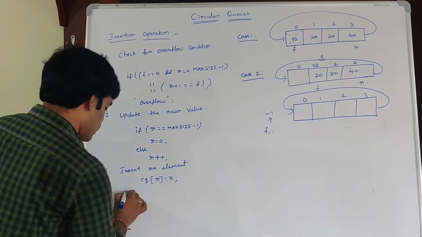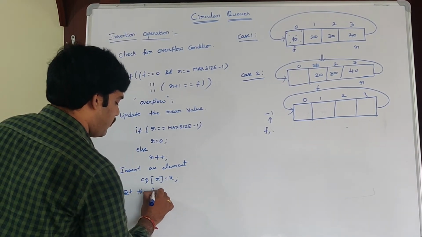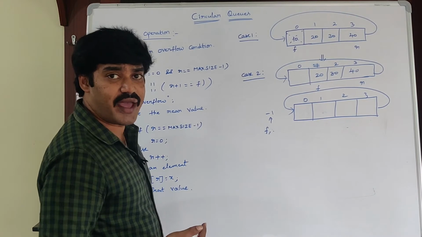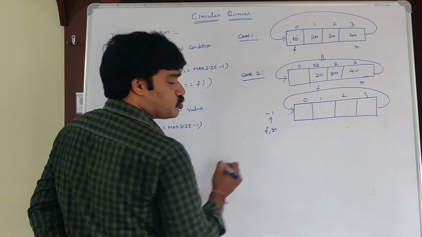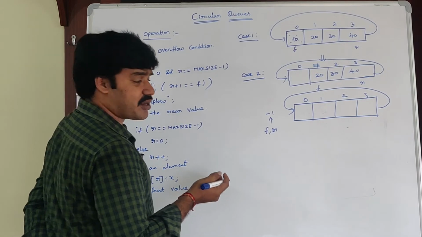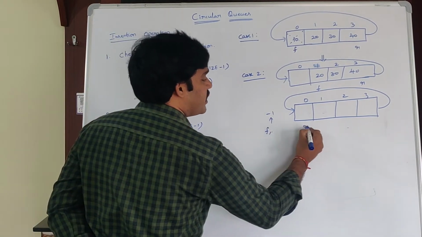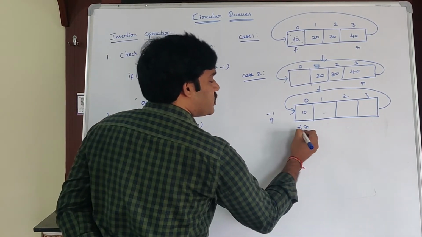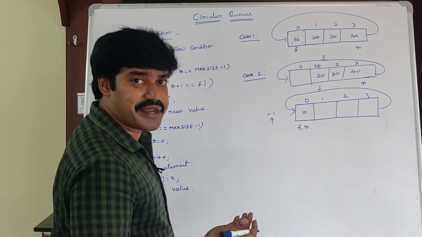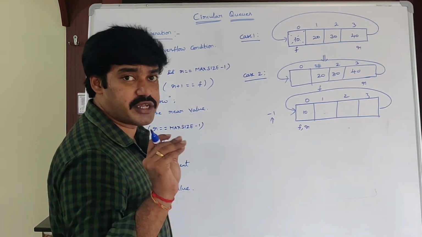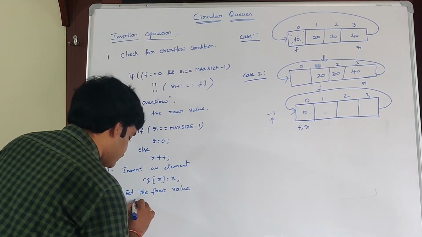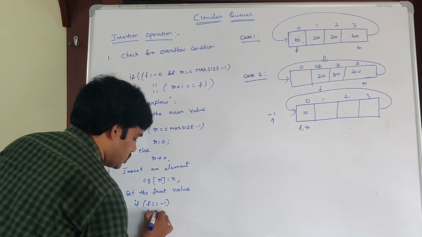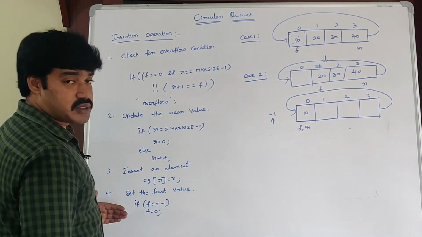Last step is set the front value. How to set the front value? Initially front and rear point to minus 1. If I want to insert an element into the circular queue data structure, update the rear value and insert an element into the circular queue. If it is the first time insertion, then the front pointer points to that particular element. Why? Because the element which is pointed by the front pointer is to be deleted. So, if F is equal to minus 1, then reset F to 0. These are the steps for insertion operation.